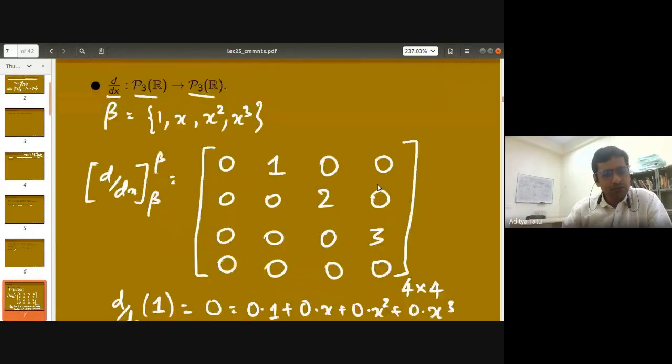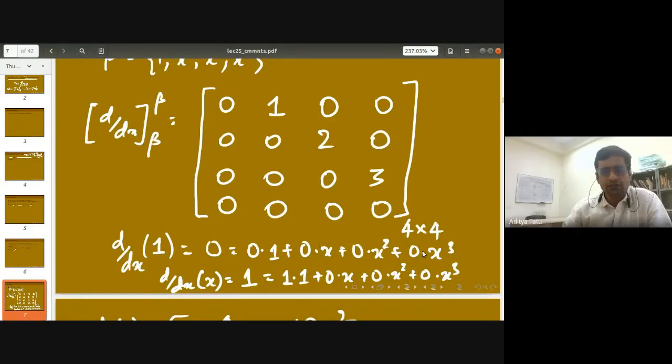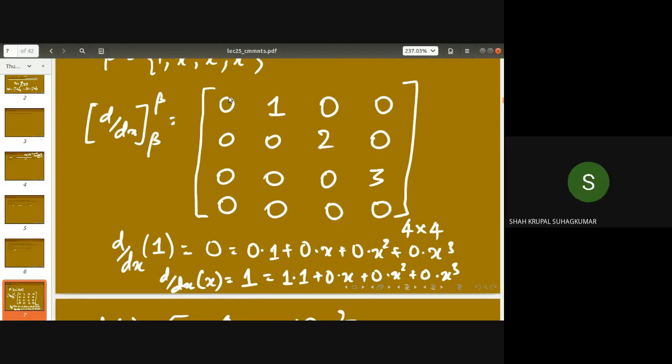Column by column. Where? Because sir, first input should be 1, and d by dx of 1 you have written 0, all zeros, which is the column. Yes, so which is why this first column is all zeros. But sir, we should be multiplying by the first row, no? Okay, sir.